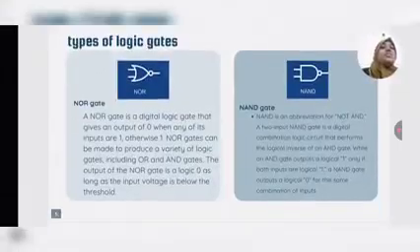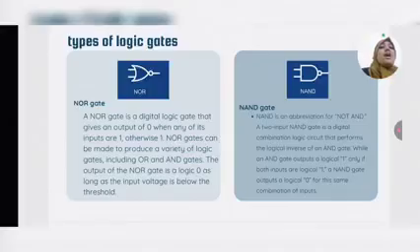The next one is the NOR gate. A NOR gate is a digital logic gate that gives an output of 0 when any of its inputs are 1, otherwise 1. NOR gates can be made to produce a variety of logic gates including OR and AND gates. The output of the NOR gate is logic 0 as long as the input voltage is above the threshold.